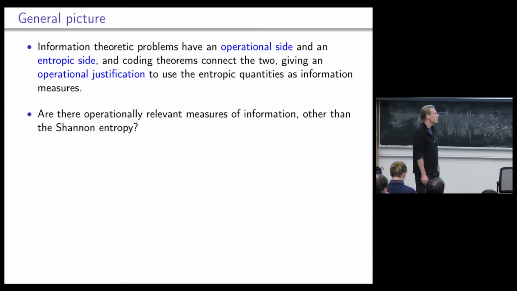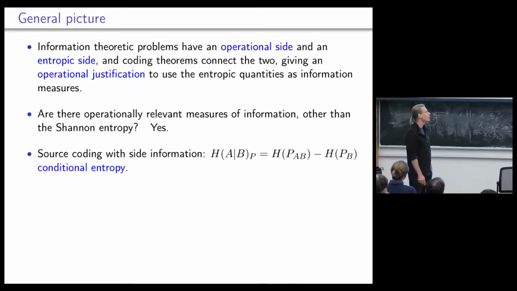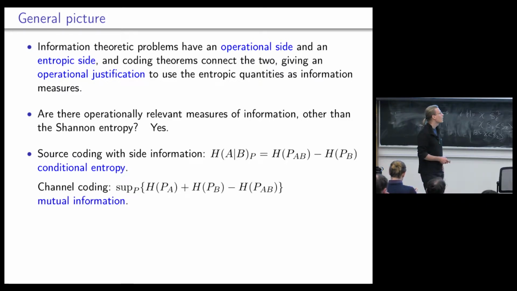And the question is if there are any other relevant information measures other than the Shannon entropy. And of course, the answer is yes, otherwise I would not be giving this talk. So let's see a few others that you may have seen before. One is the so-called conditional entropy, which is just the difference of the entropy of a joint distribution minus the entropy of one of its marginals. And it gets its operational relevance from source coding with side information. I'm not going to talk more about that. You can look it up if you're really interested in it.